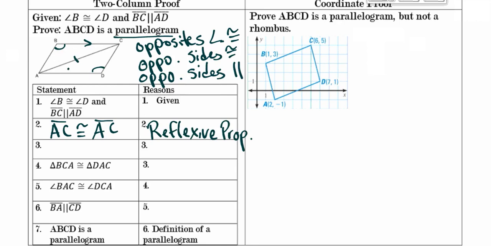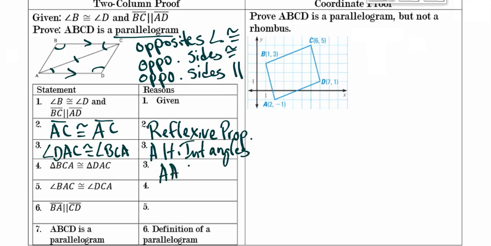I have parallel sides here. BC being parallel shows that this angle, DAC, is congruent to BCA by alternate interior angles. And once I have that, I have two angles and a side. Kind of just need to think about the order that you're going around that triangle. It's an angle, angle, and then the next side over. So by angle, angle, side, we have those triangles are congruent.